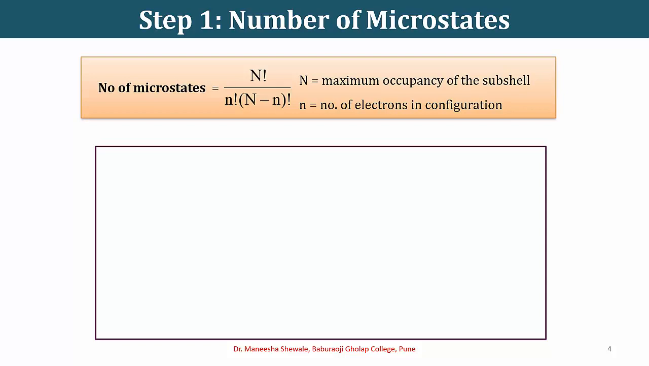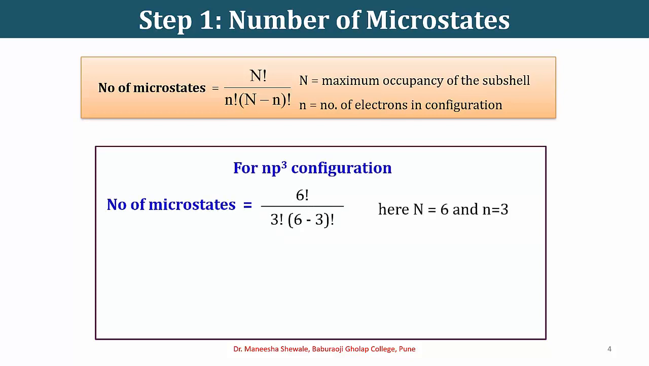In the first step, we will calculate the number of microstates using the factorial formula. The number of microstates is equal to capital N factorial divided by small n factorial into capital N minus small n factorial, where capital N is the maximum occupancy of the subshell, that is the maximum number of electrons which can be filled in the subshell. Small n is the number of electrons in the configuration. For the np3 configuration, capital N is 6, as we can fill a maximum of 6 electrons in the p subshell, and small n is 3 as per the configuration.